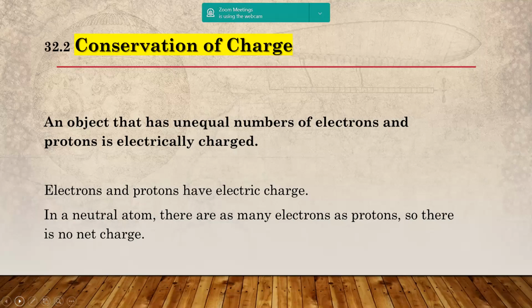So electrons and protons have electric charge. That we said yesterday. The electron is negative and the proton is positive. They are electric charges. In a neutral atom, there are as many electrons as protons. That we said yesterday. So in one atom, we have the same number.